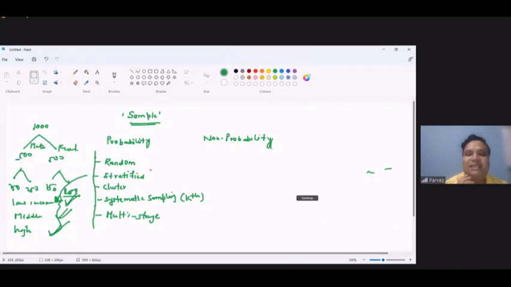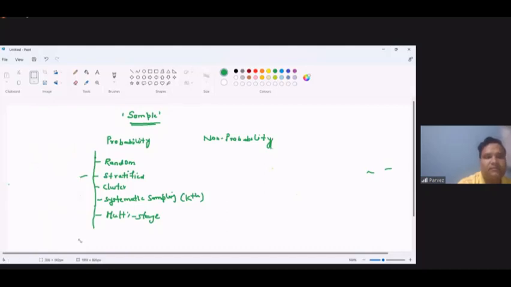Take for example, I have done stratified sampling. I have divided into different groups, low income group, middle income group, high income group, and then I'm using random sampling. So it becomes stratified random sampling. So if more than one sampling method you are using, that is called as multi-stage sampling method. Is it clear? Yes, sir.